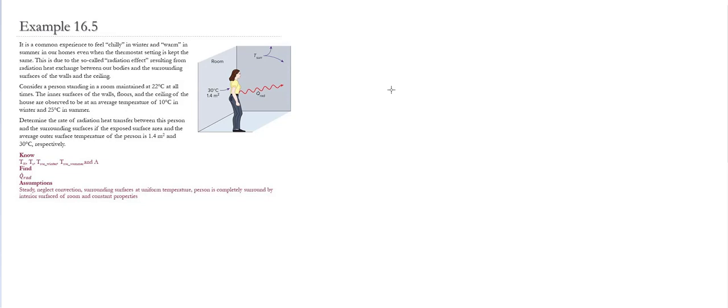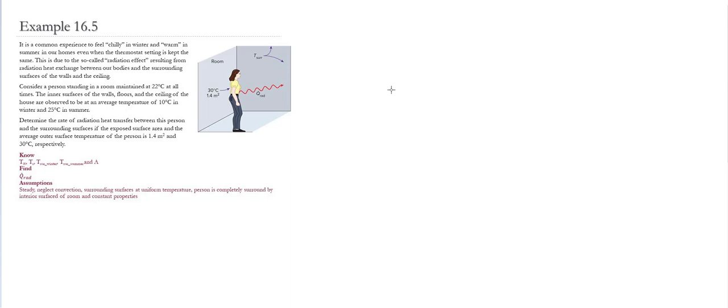Example 16.5. In this example, we're going to talk about a common experience: to feel chilly in the winter and warm in the summer in our homes, even though the thermostat is always set at the same temperature. This is due to the so-called radiation effect, resulting from radiation heat exchange between our bodies and the surrounding surfaces of the walls and the ceilings.